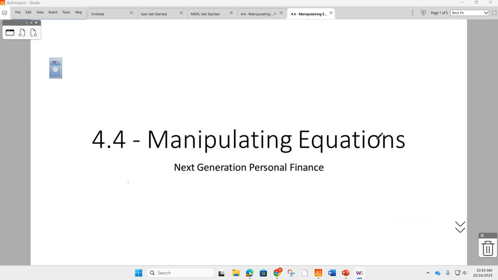Going to be manipulating equations, which what that really means is we're going to be working with literal equations. We're going to be rearranging formulas or equations that have a lot of variables into a different form. So we're going to start just by reviewing how do you just solve a regular equation.